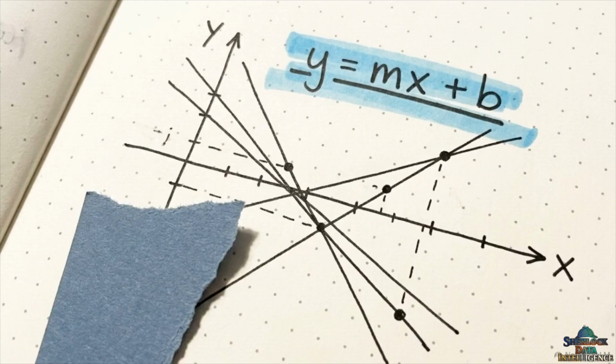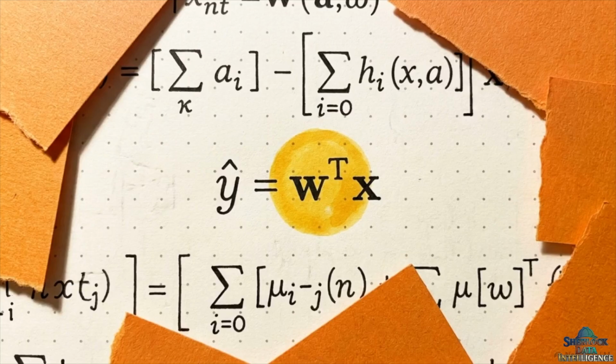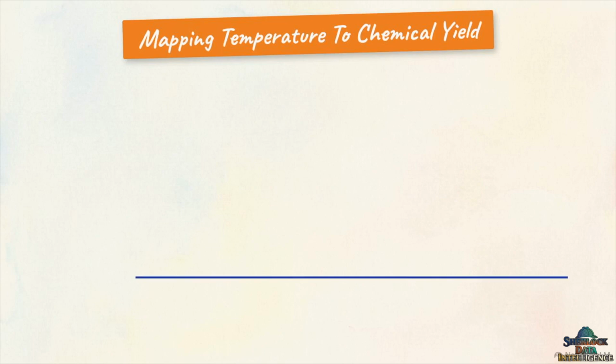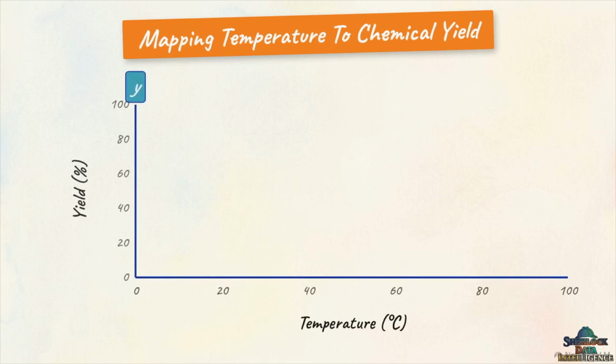To find that perfect line, the algorithm relies on a rigid rulebook from classical algebra, the equation y equals mx plus b. In machine learning contexts, this is often expressed as y hat equals w transpose x. In this framework, x is the independent input we know, like the temperature in the laboratory, and y is the output, or the final value we predict, such as the chemical yield.